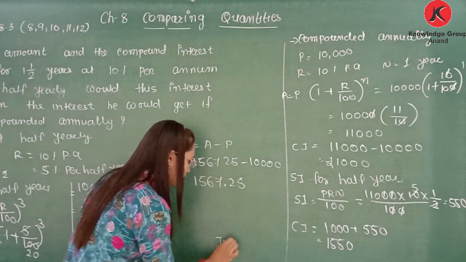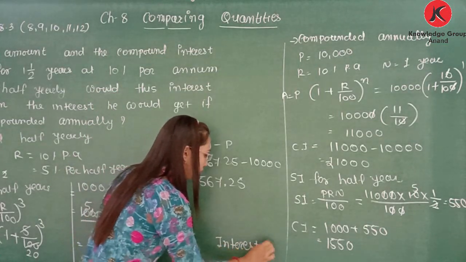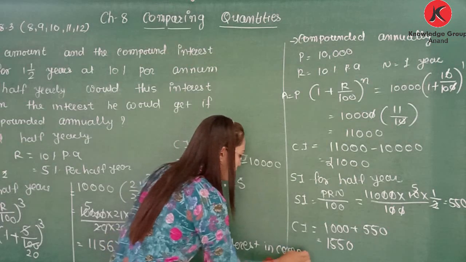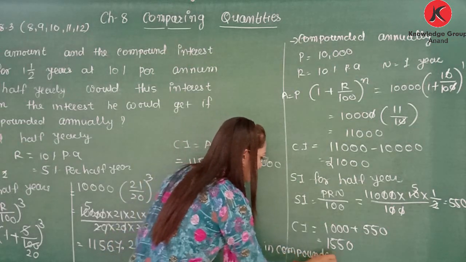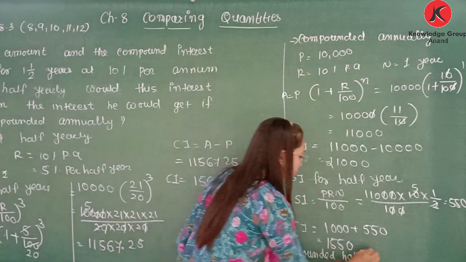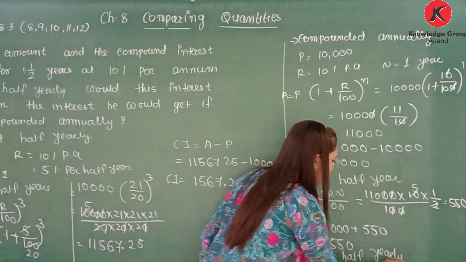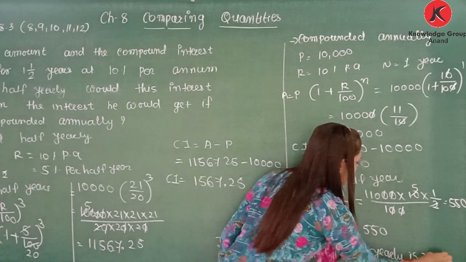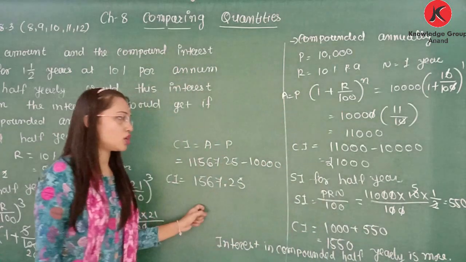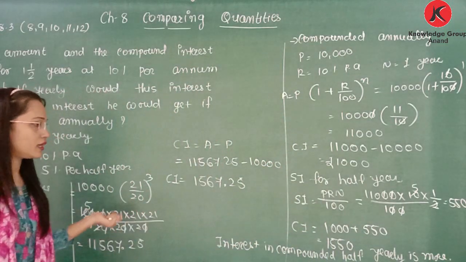So interest compounded half yearly is more. Okay, so this way we can solve the example when it is compounded half yearly and when it is compounded annually.